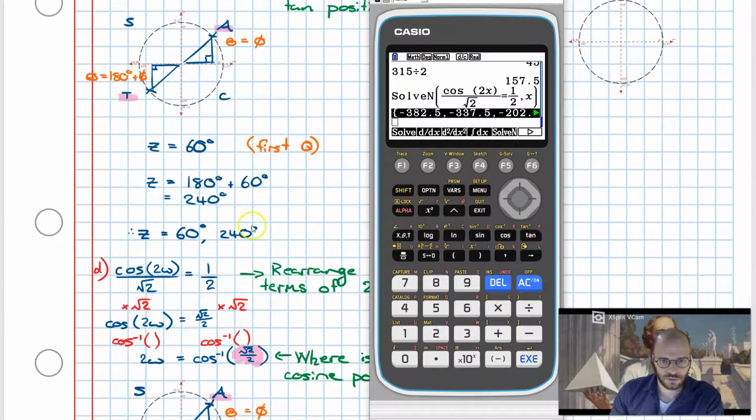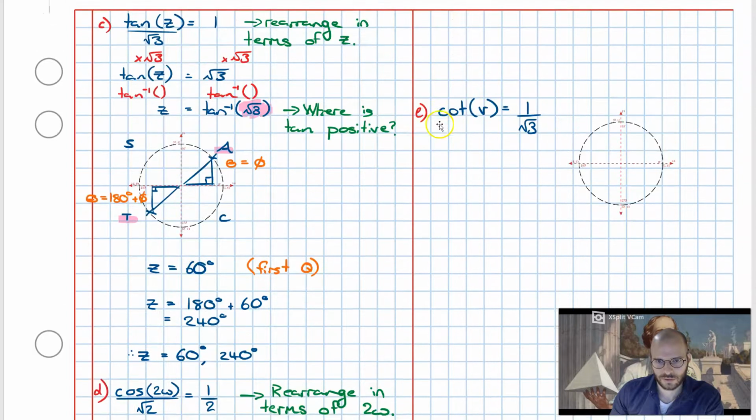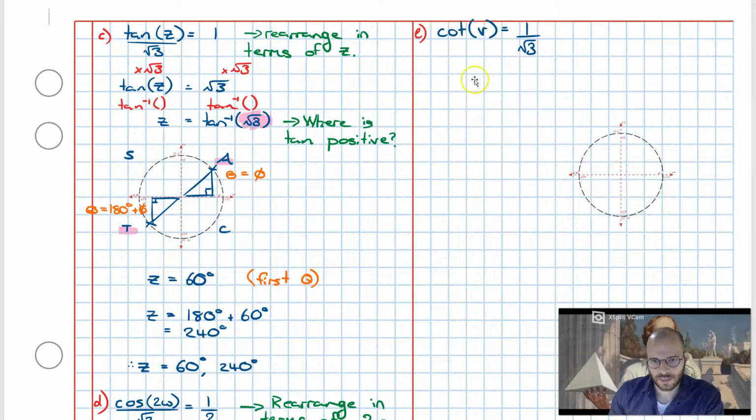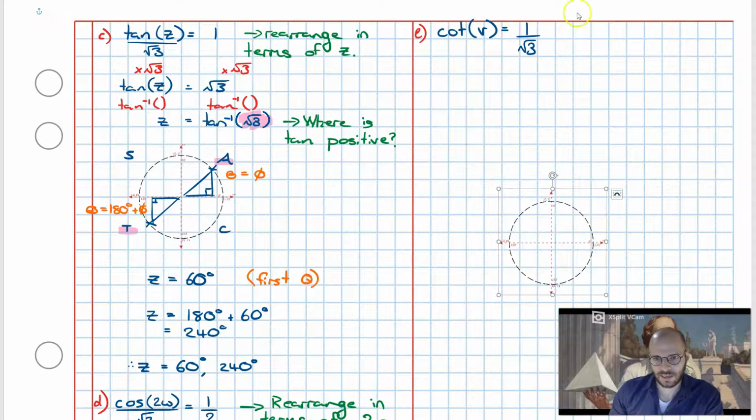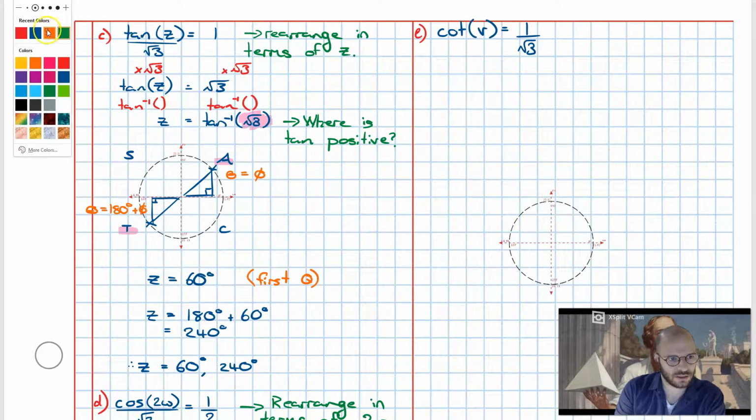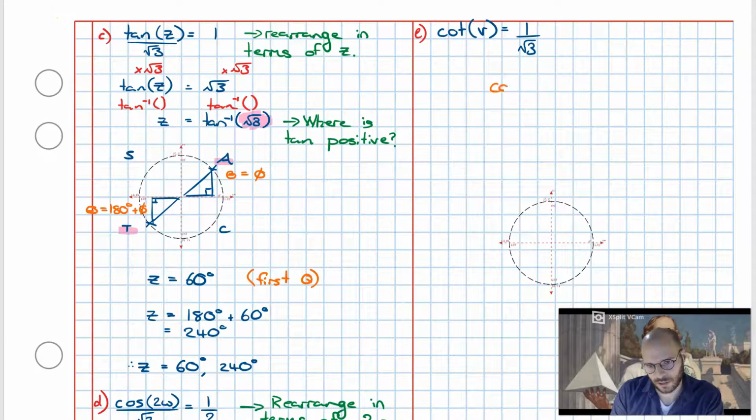Alright, final example, we're going to be working with E. So what we're dealing with here is cotangent of v is equal to 1 over root 3. Now remember, this is a reciprocal trig relationship, and that we know cotangent, so I won't do it in red, I'll do it in orange. We know that cotangent, so cot theta, is simply equal to the reciprocal of tangent, so 1 over tan theta.